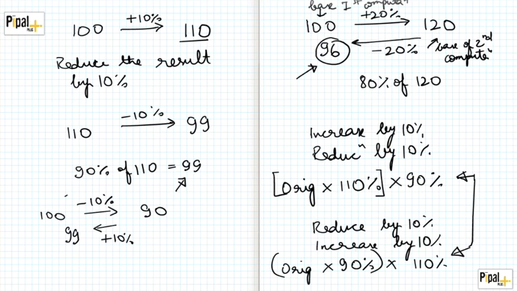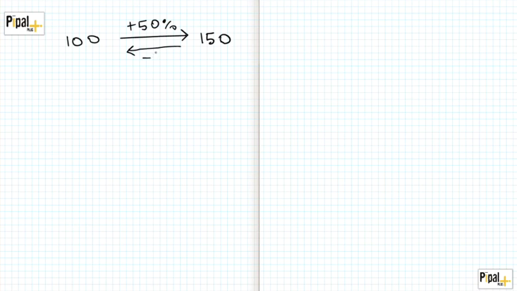Now let's come back to the problem of what happens if we increased 100 by a certain percentage, and we want to come back to 100 only. If I increase 100 by 50%, my result becomes 150. Now, if I want to come back to 100, I must reduce by a percentage which is different than 50. So let's call it X percent. Let's say we are going to reduce 150 by X percent to reach 100.